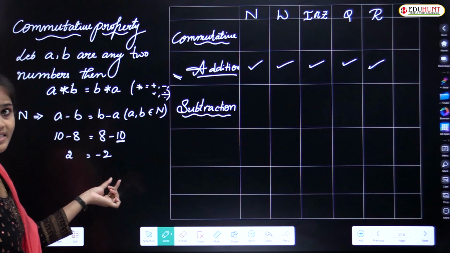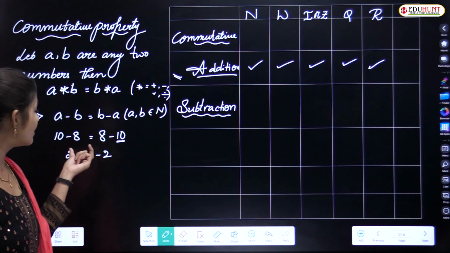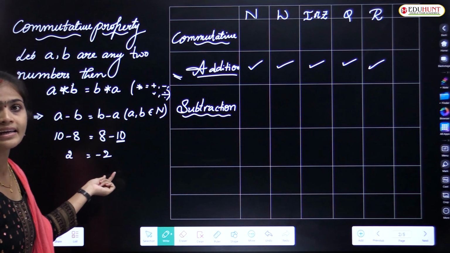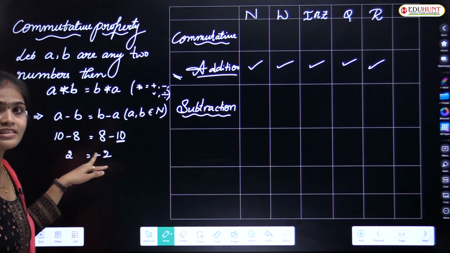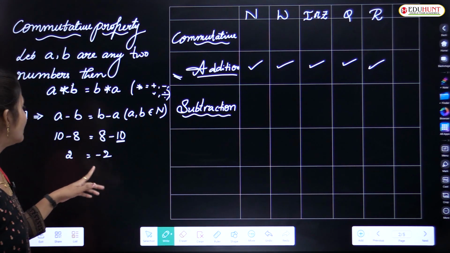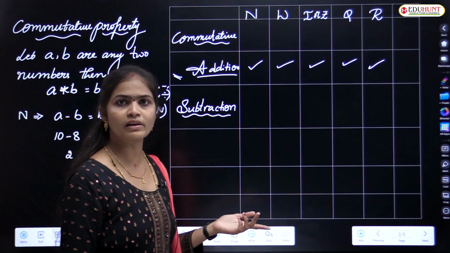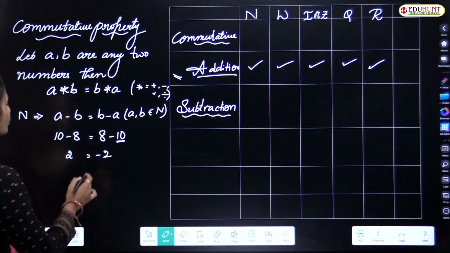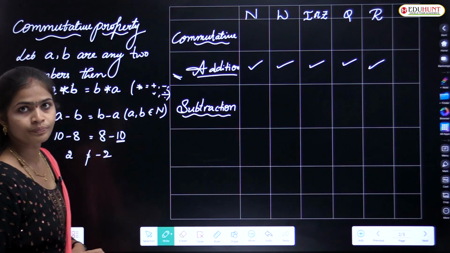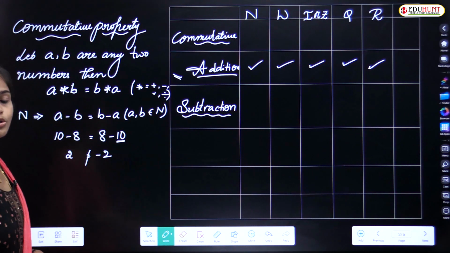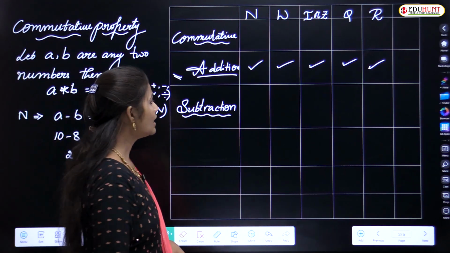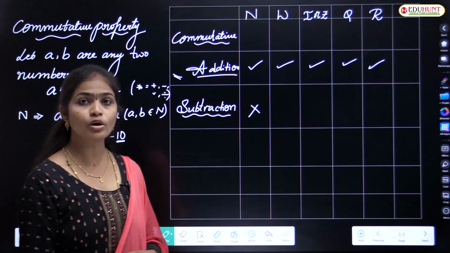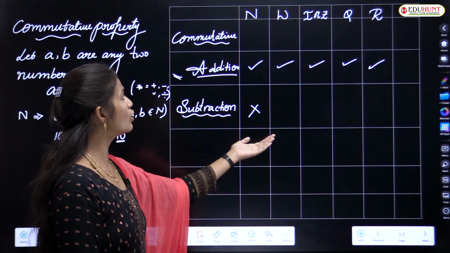We are getting the same result, but here its sign is changed. Here positive sign is there, here negative sign is there, no? So the signs are changed. That's why those two are not equal. 2 and minus 2, those two are not equal, right? So that's why here 2 is not equals to minus 2. Okay, so in this case it is not possible.